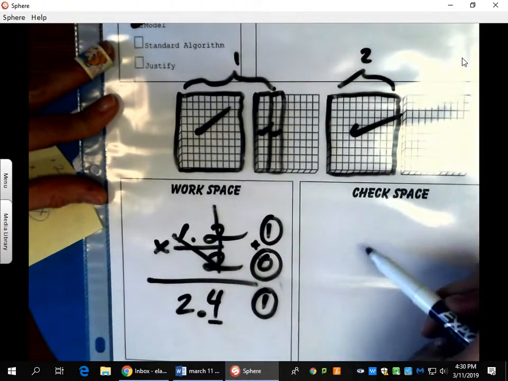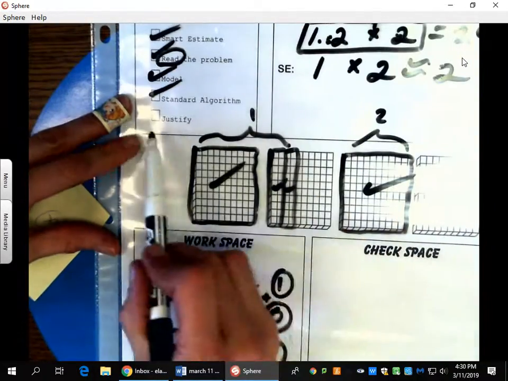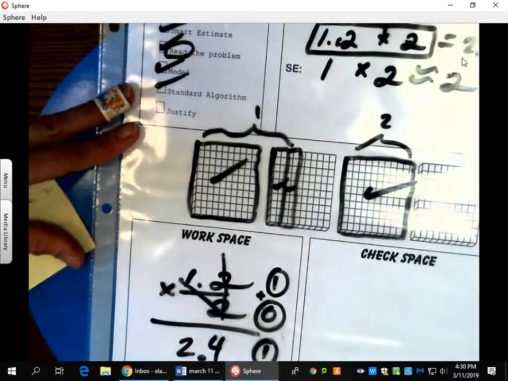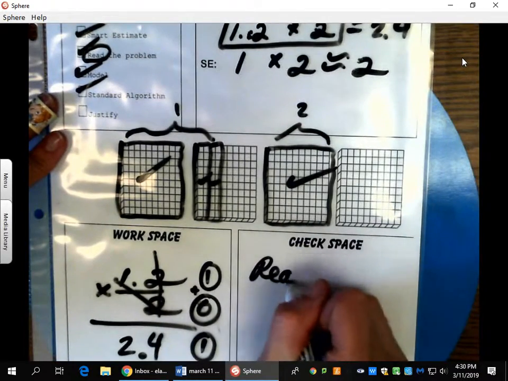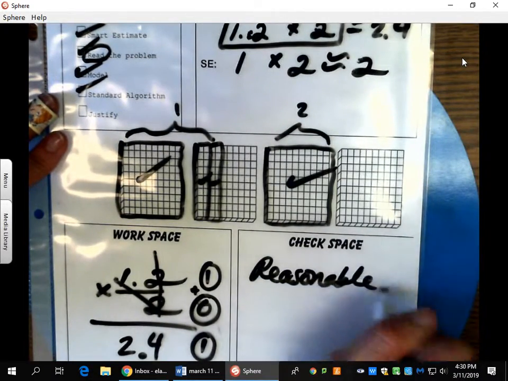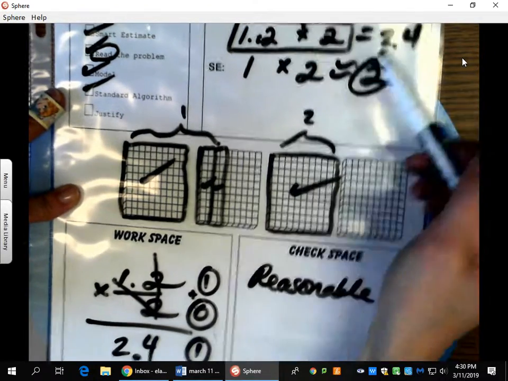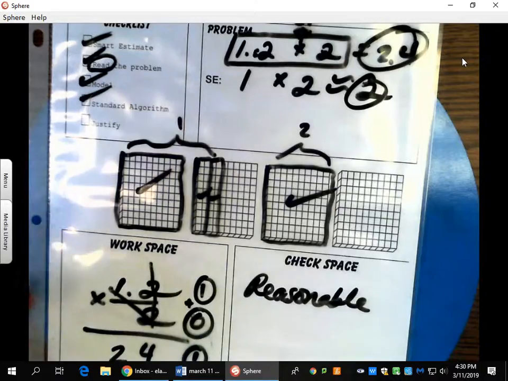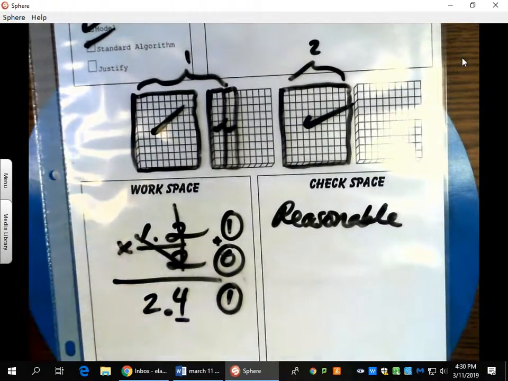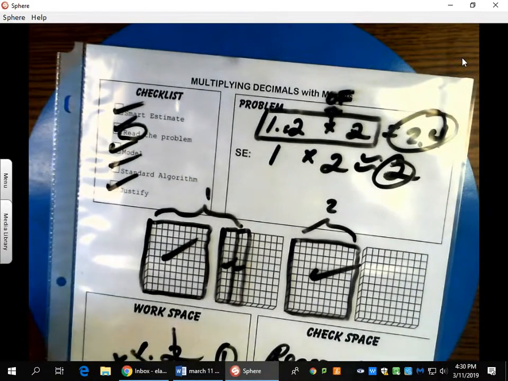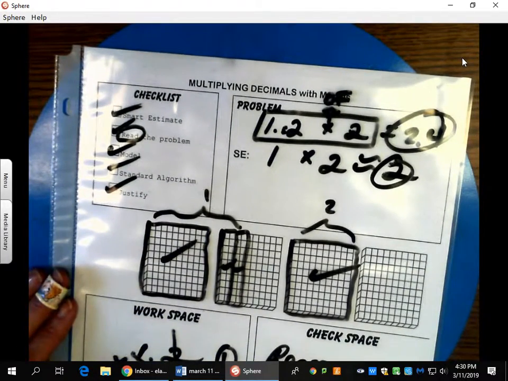Now, checking or justifying, whatever you want to call that last step, it's really also making sure your answer is reasonable. So my estimate was 2, and I got 2 4/10, and does that make sense? In this case, yes, it does. I am very firm and solid. I feel good about that being the right answer.